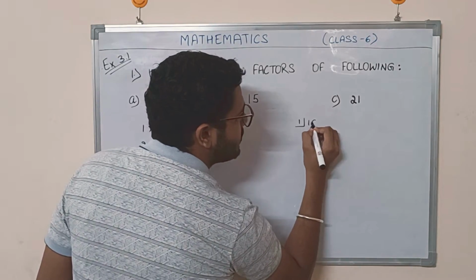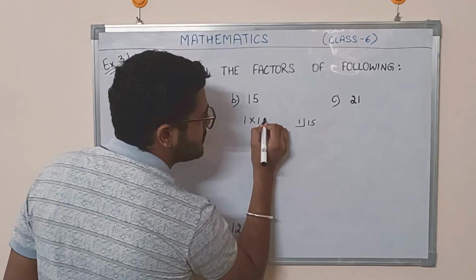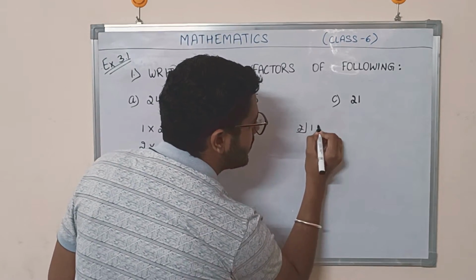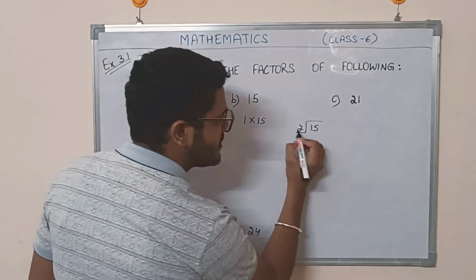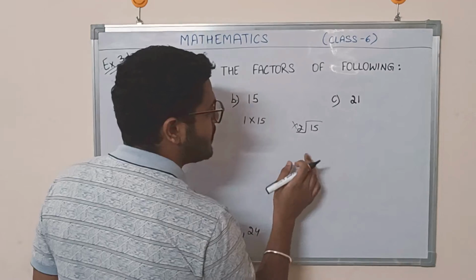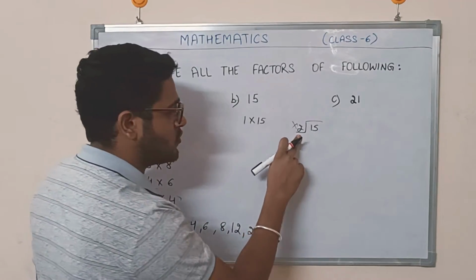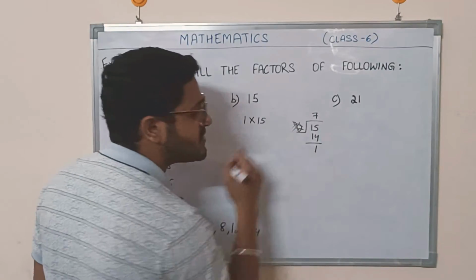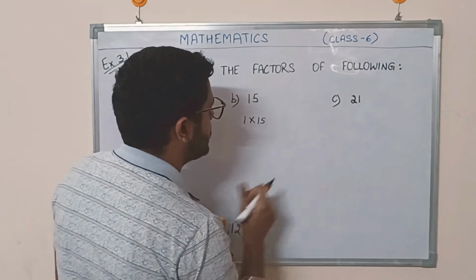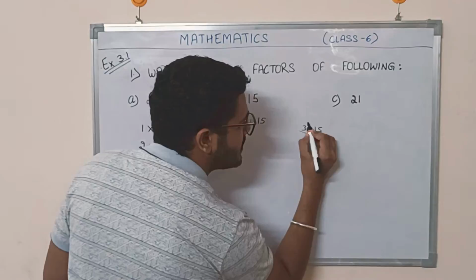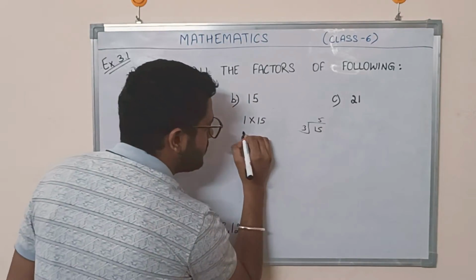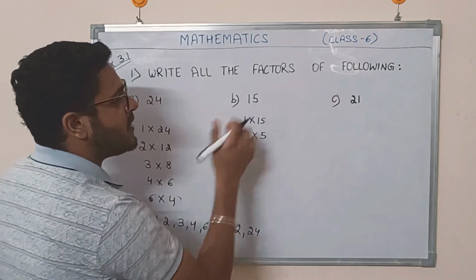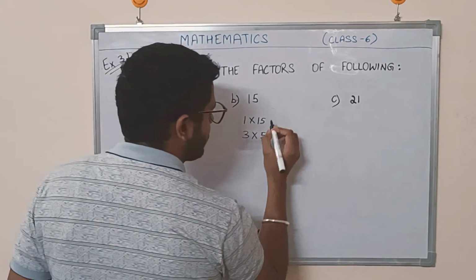Okay. So let's start with 15. Let's try to divide 15 by 1. It will be 1 into 15, right? Okay. Now divide 15 by 2. We won't get 0. When we try to divide 15 by 2, we get remainder 1. So this is not the case. Okay. So divide 15 by 3. We'll get 3 into 5. Now try to divide 15 by 4. We will get a remainder.